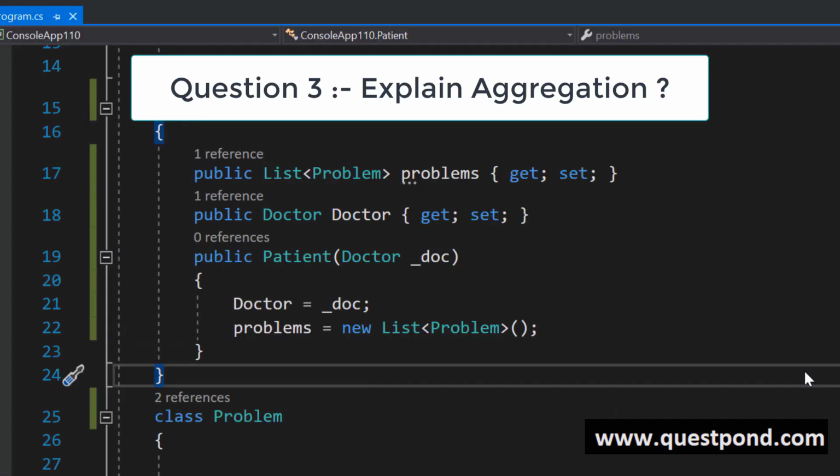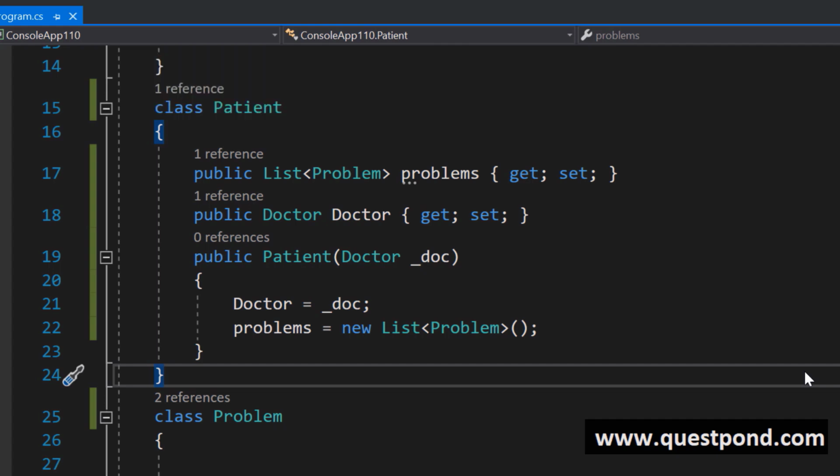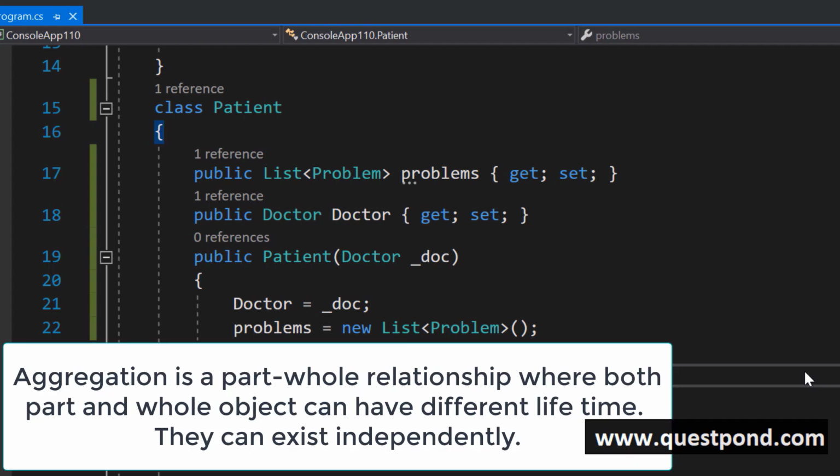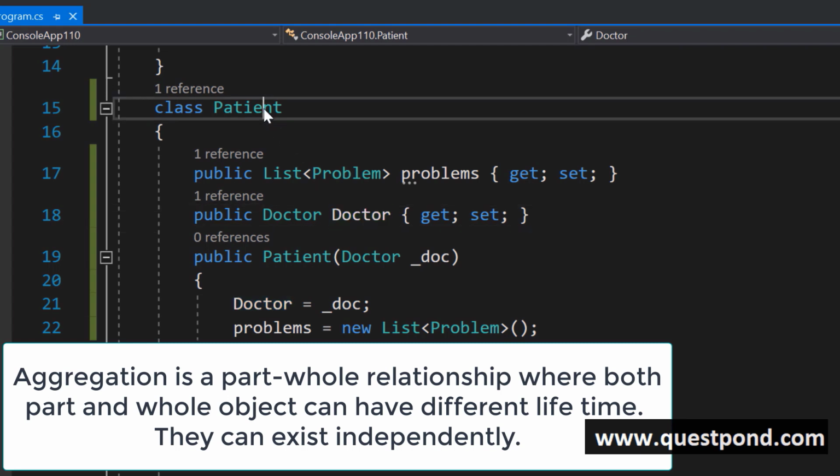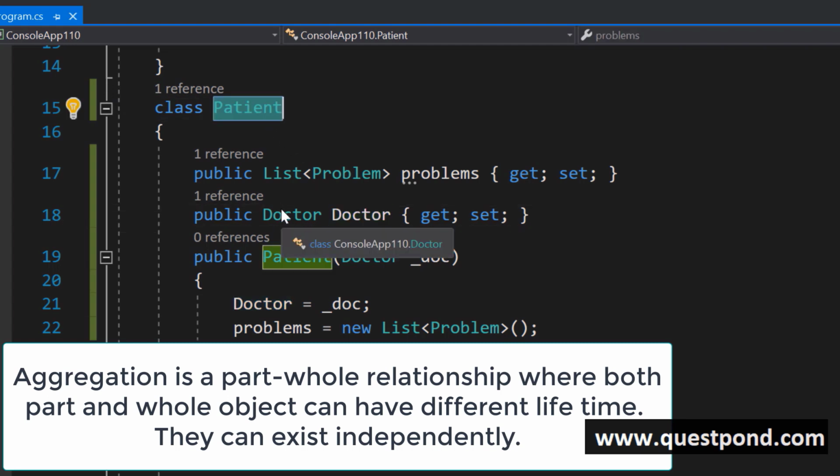Now let us take the next question, aggregation. Aggregation is again a part-whole relationship. There is a very deep semantic relationship between the objects. But in this case, the lifetime of the objects can be different. For example, you can see over here, we have this patient and the doctor, right? Definitely every patient needs a doctor to treat, and every doctor actually works on a patient, at the end of the day. But this doctor can be allocated to some other patient. This patient can work with some other doctor to get treatment, right?